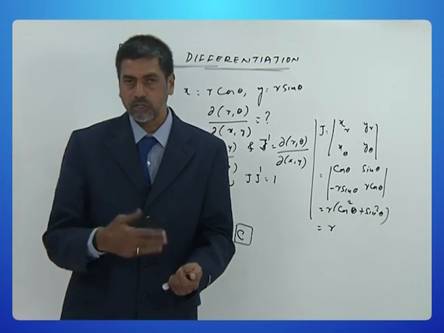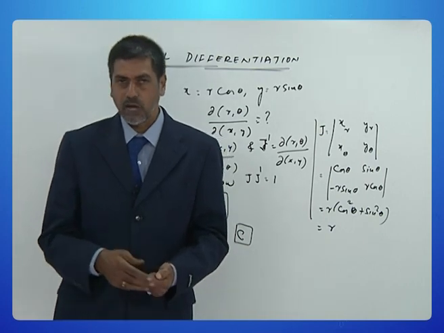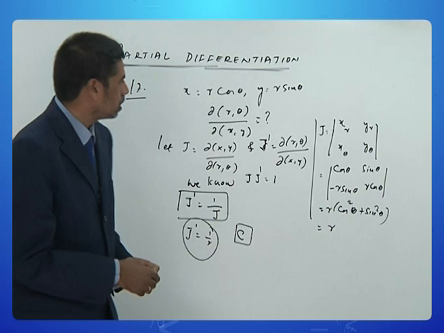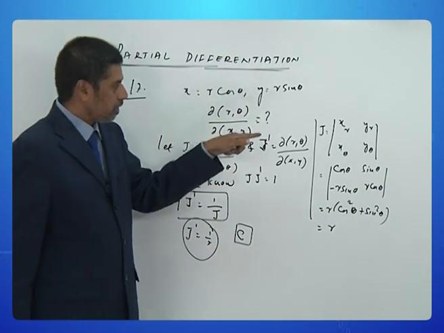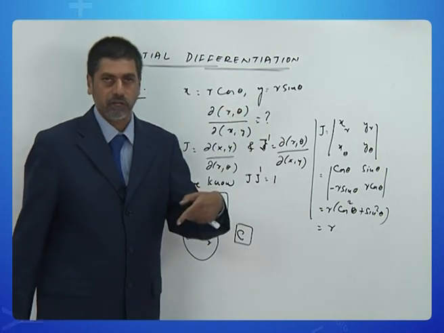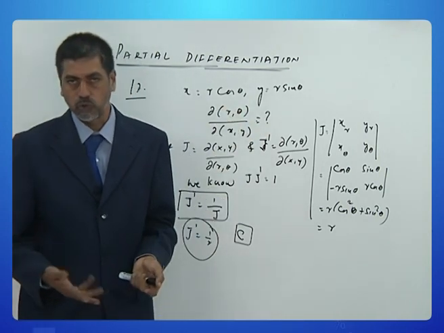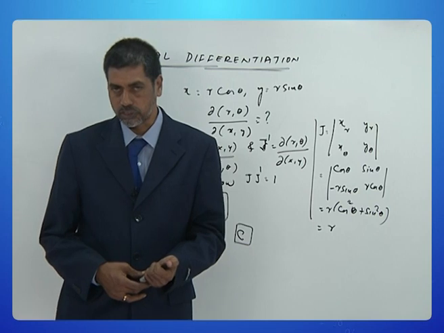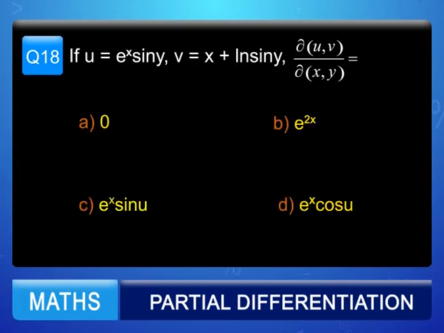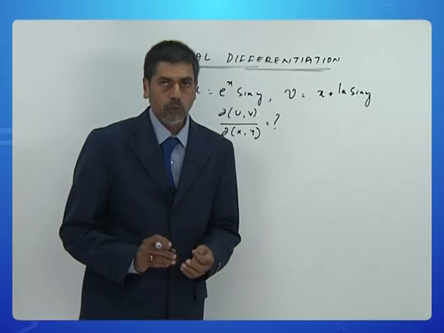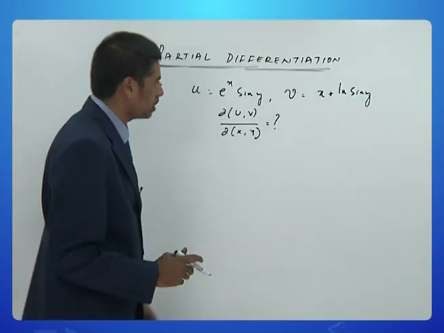So this is based on a property of Jacobians. Another way of doing the same problem is to rewrite these two equations as r is a function of x and y and theta is a function of x and y, but that would definitely consume more time. So let's go to the next question. In question number 18, we have u as e power x sin y, v is equal to x plus log sin y. The problem is to find dou uv by dou xy. Well, this is a straightforward problem, but let's see what happens.